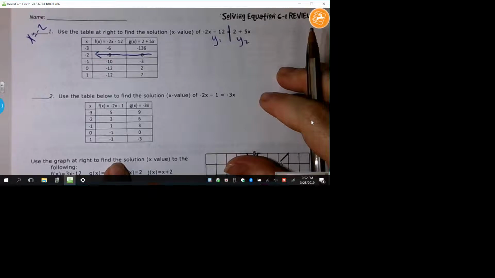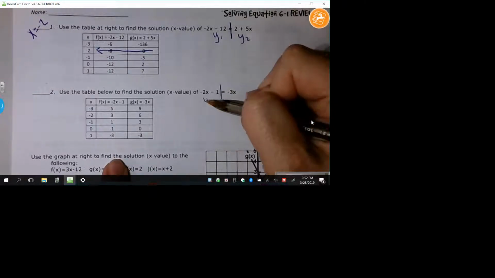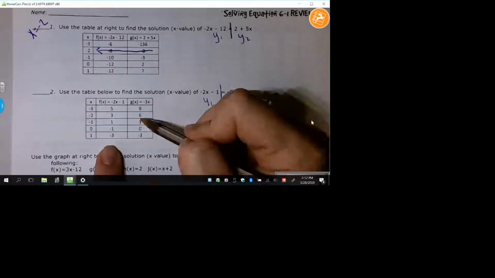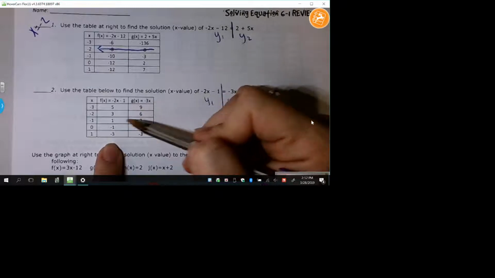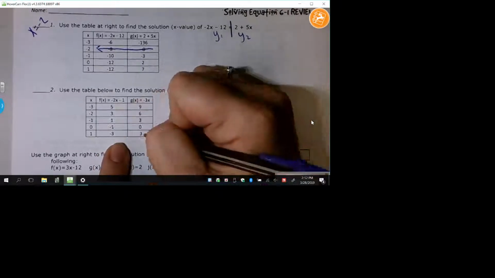So same concept on number 2. They plugged this in y1, this in y2, and we're looking for where they match. They don't match here, but they match right here. Therefore, my answer is x equals 1.